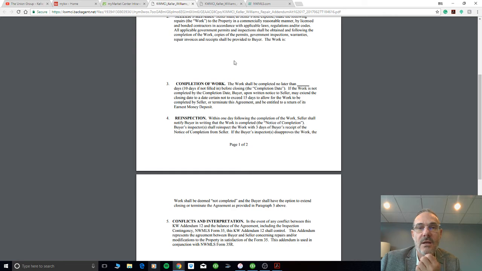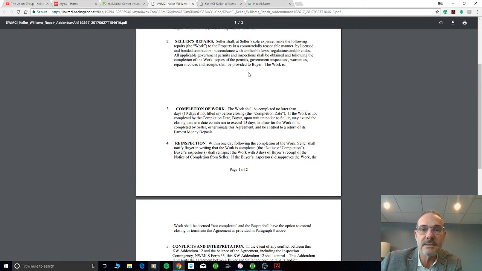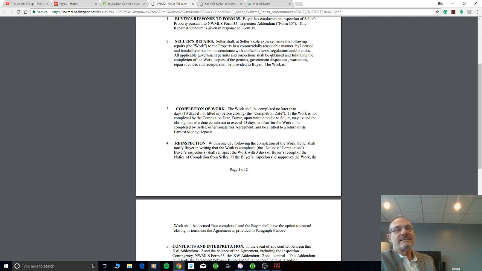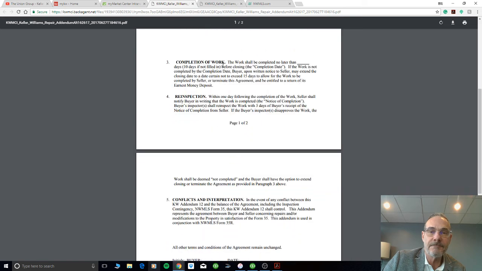And it says all permits needed will be obtained. Bonded contractors will be used. Funny, what do I always tell you guys to put on Form 35R for repairs? All work to be done by licensed, bonded contractors and receipts to be provided 5 days prior to closing. This is kind of wording it in by a lawyer now, what I always say to add in.